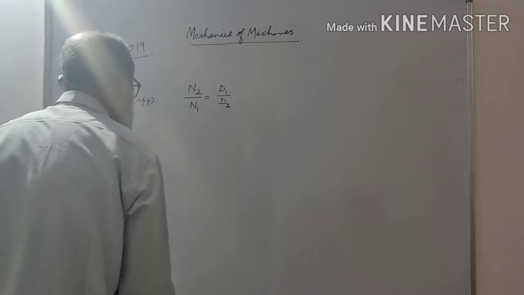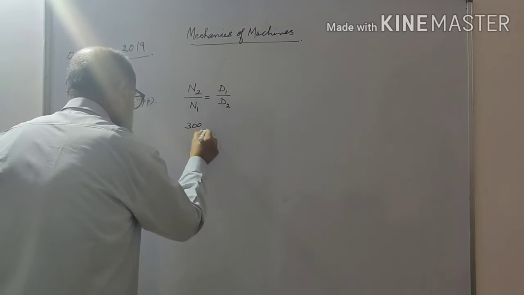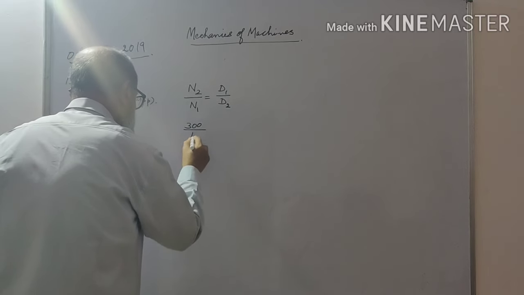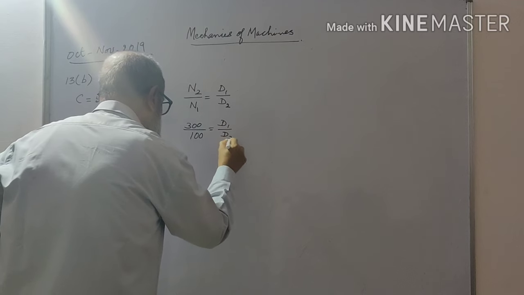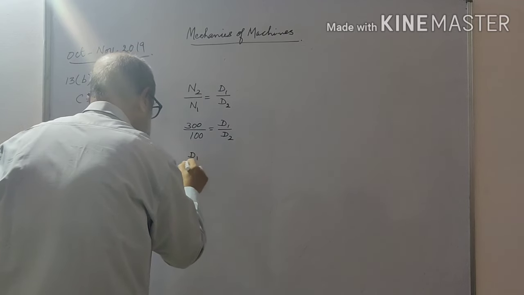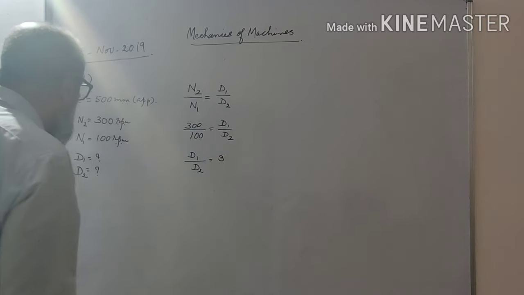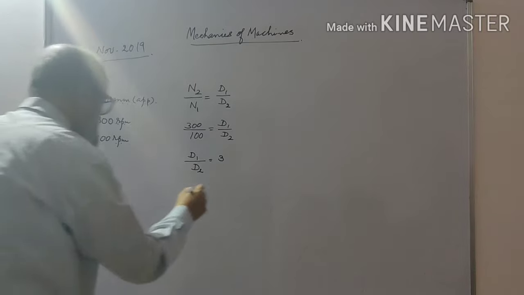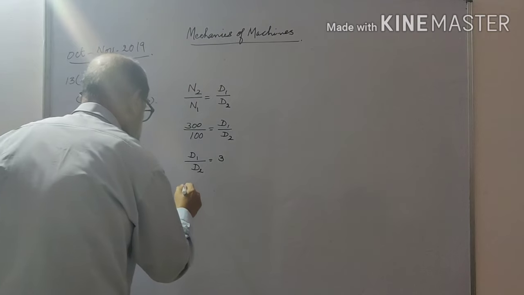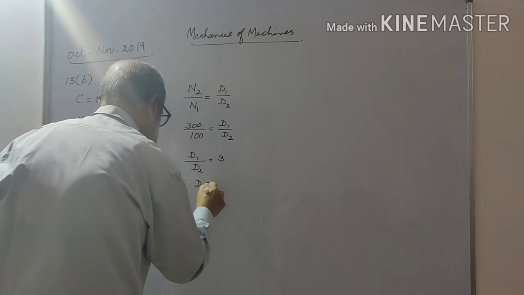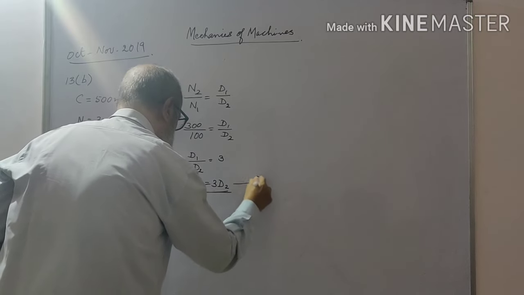D1 by D2. So N2 is 300 divided by 100 is D1 by D2. So D1 by D2 is equal to 3, or 3:1. Now, this is one relationship. We don't know both D1 and D2. This is one relationship. Therefore, you can say D1 is equal to 3 times D2. Call this as 1.